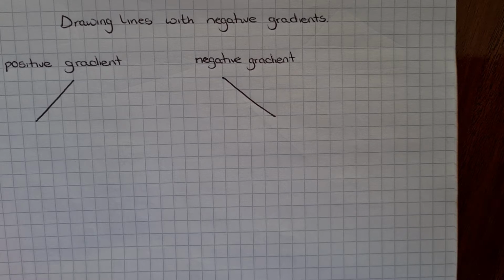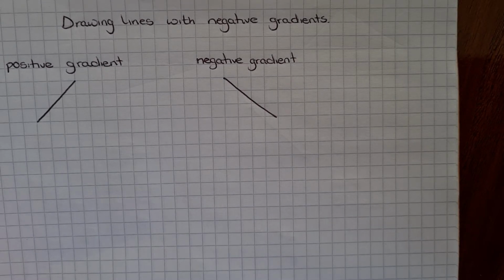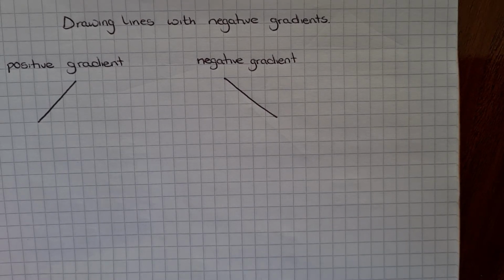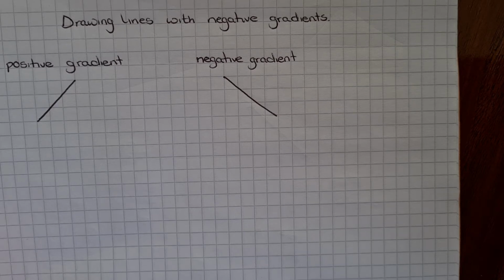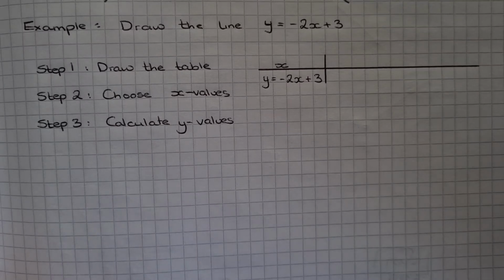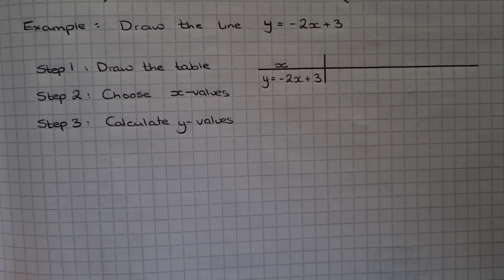Now, to draw these lines, we follow the exact same steps as before, but because we will be dealing with negative numbers, we need to be careful when we are working out our coordinates and filling in the table. Now we're going to have a look at doing an example. So draw the line y equals negative 2x plus 3.